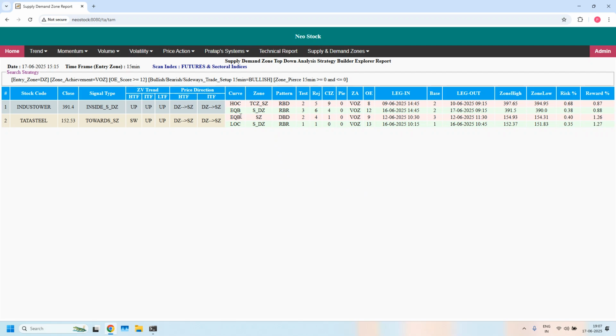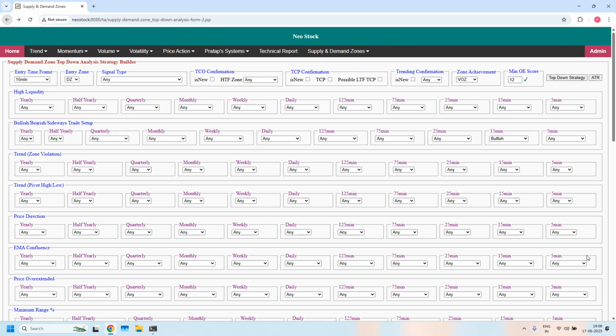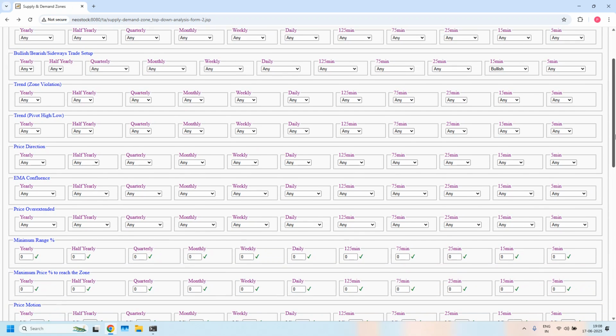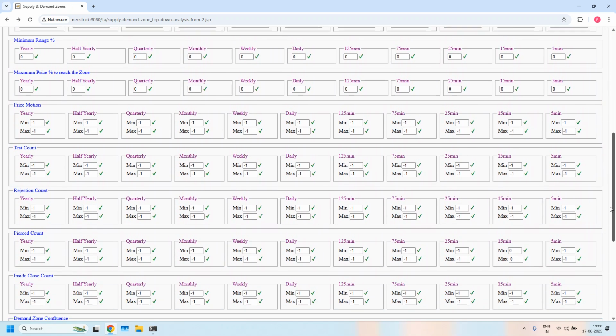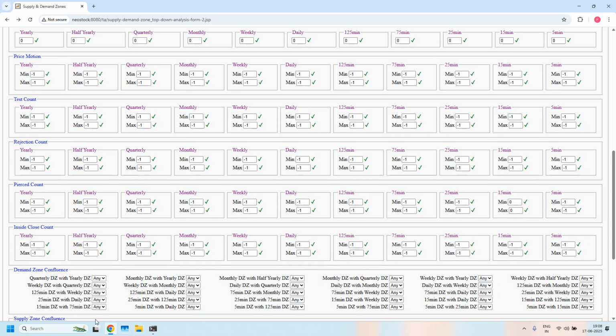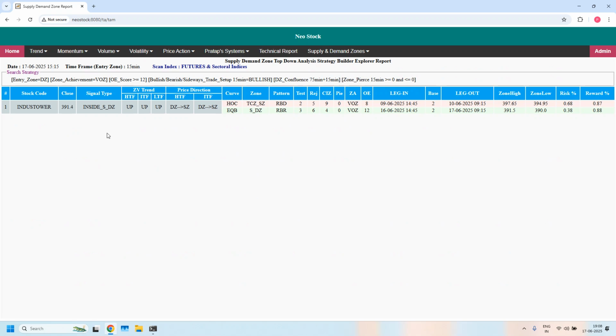Okay, anyway, let us check their high probability, how they are based on zone confluence. First one is 15 minutes and 75 minutes demand zone confluence. I am enabling that filter. So one stock is filtered. That means this 15 minutes demand zone overlapped with 75 minutes demand zone.